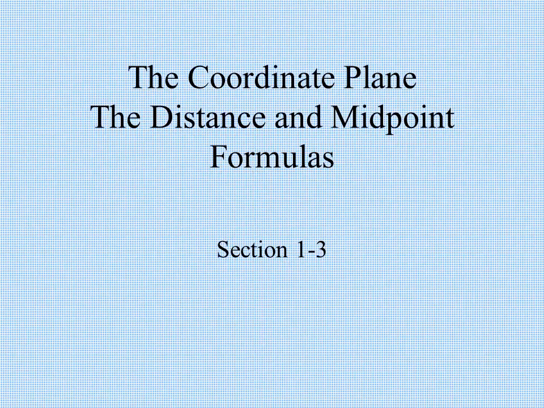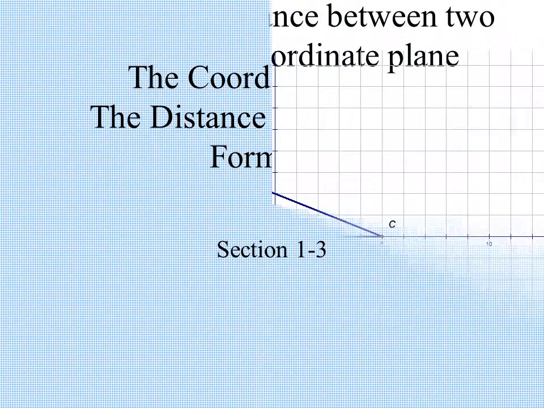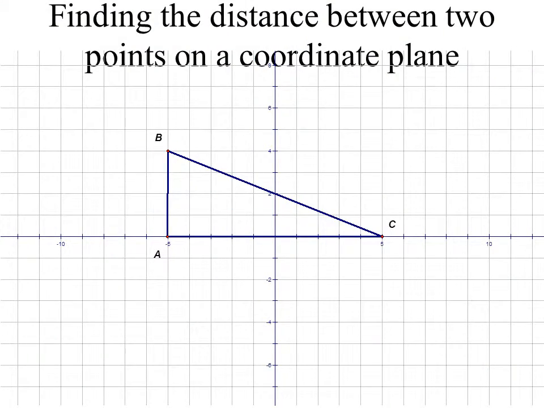Okay, today we're going to talk about the distance and the midpoint formula. All right, so finding distance between 2 points on a coordinate plane. Well, let's first just look at segment AB. Because it's perfectly vertical, I can just count the number of blocks, so 1, 2, 3, 4. So I know that the distance or the length of segment AB is 4 units.